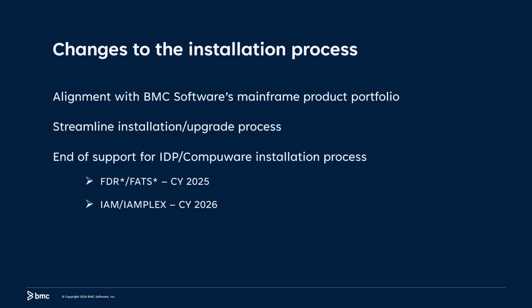These changes to the installation process aim to achieve three goals. First, alignment with BMC Software's mainframe product portfolio. BMC's mainframe products near universally use the common installation system, which allows our teams to provide uniform, high-quality, ongoing support and maintenance for all product families' installation processes.